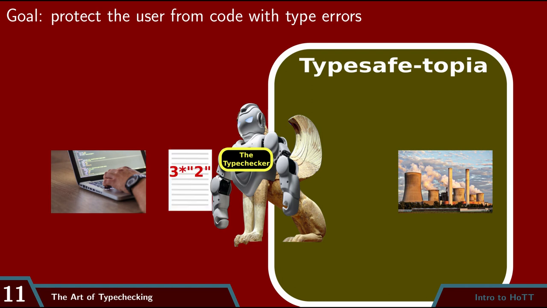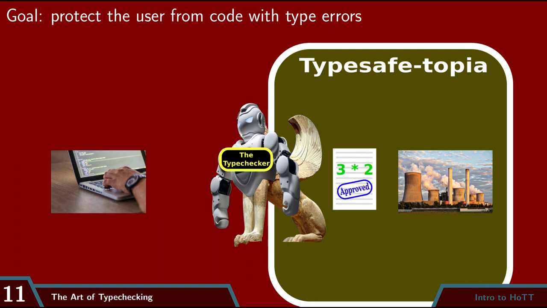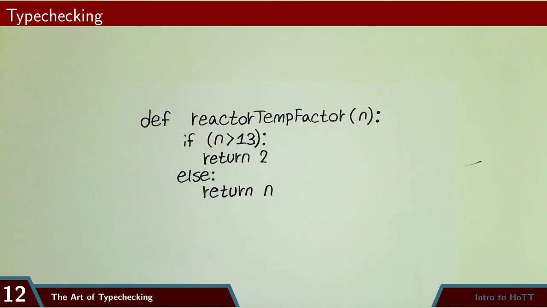The type checker doesn't run tests on your code. It doesn't run the code at all. Rather, it just looks at the code and makes sure that you don't commit any type errors. A type error is a certain kind of bug where you're improperly mixing different kinds of data. So to see what the type checker does, let's take a look at this reactor temp factor example.